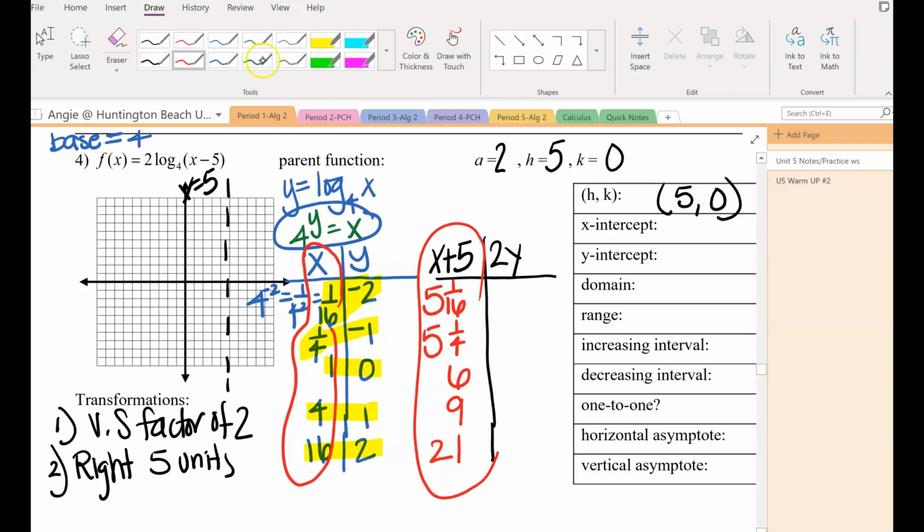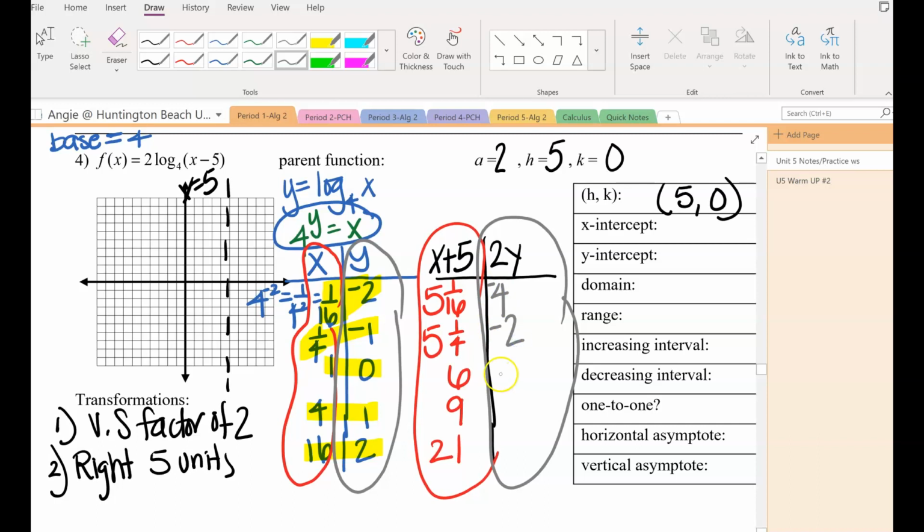Then we're going to take all of the y values and transform them by multiplying by 2. Negative 2 times 2 is going to be negative 4. Negative 1 times 2 is going to be negative 2. 0 times 2 is 0. 1 times 2 is 2. And 2 times 2 is 4.